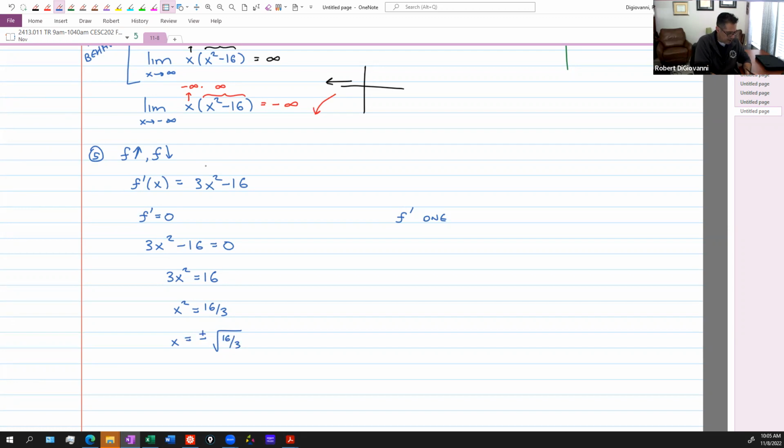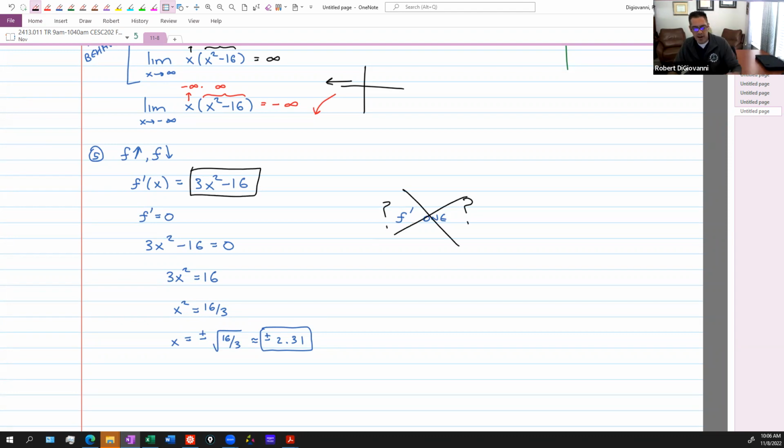16, divide that by 3. I get approximately plus or minus 2.31. And of course, those are critical numbers because the domain of the original function was all real numbers. Does the derivative ever not exist? Well, the derivative is a nice quadratic, right? It's defined everywhere, so this is not a problem.